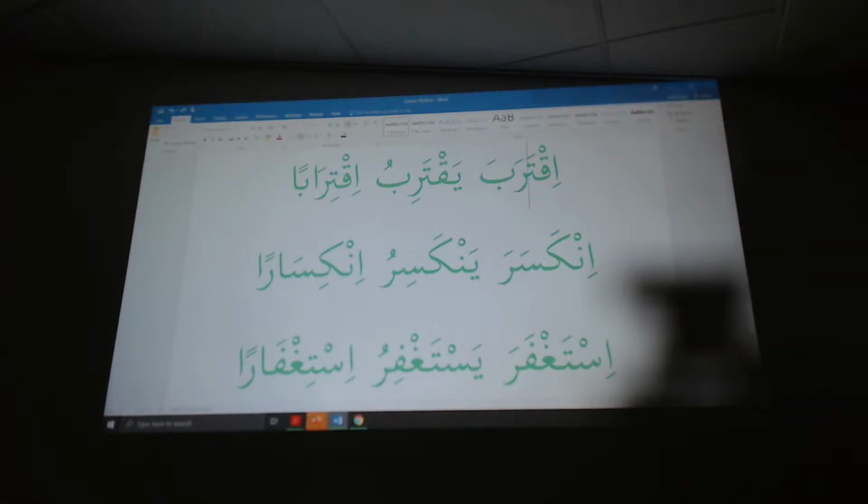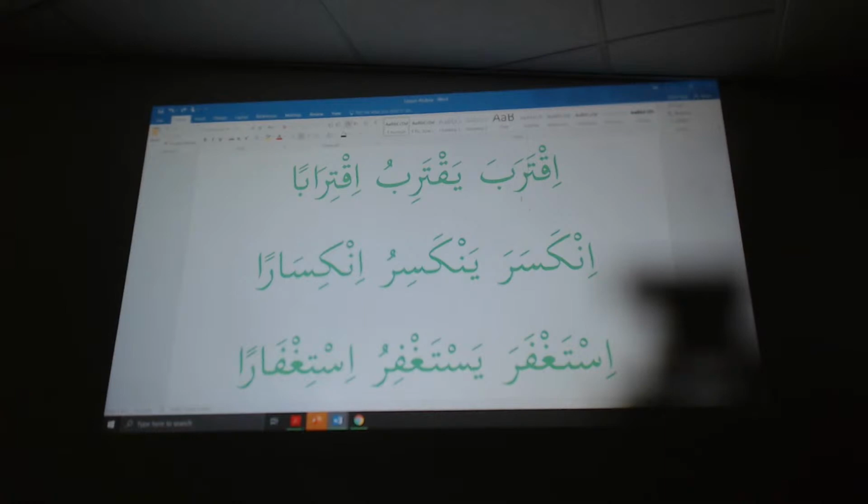The Takmila class are beefing, yeah. Inshallah khair, we'll think of something for them. We might do something online, guys. We'll see. So اقترب يقترب اقترابا. I will send it on the Takmila group or on your emails and stuff, inshallah.